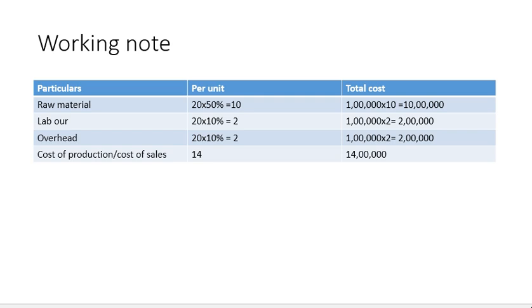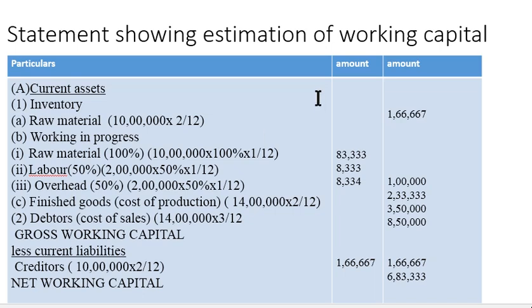Now we will go for the statement showing estimation of working capital. Here as you know, I have given the format, we have to follow the format. As per the format we have to enter the values and show what is the working capital, net working capital. It begins with the current assets. So A, current assets. Under that first one, inventory. Under inventory you have first item, raw materials.